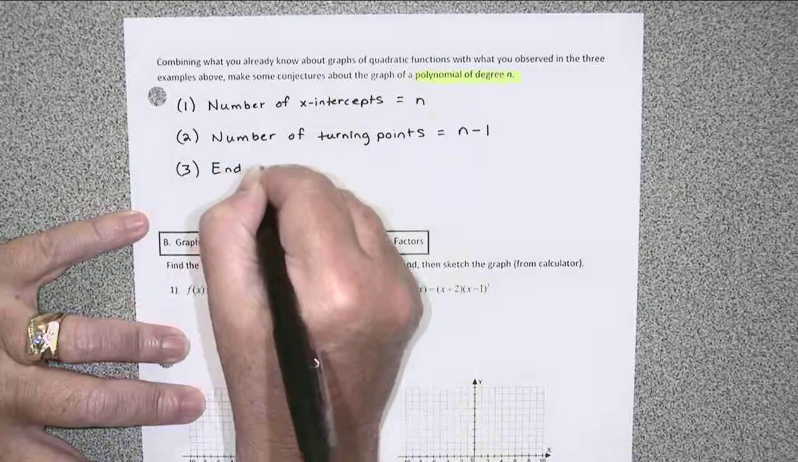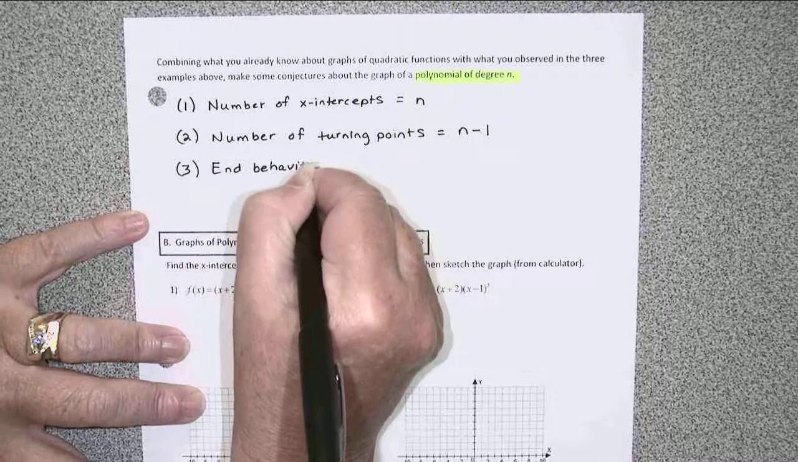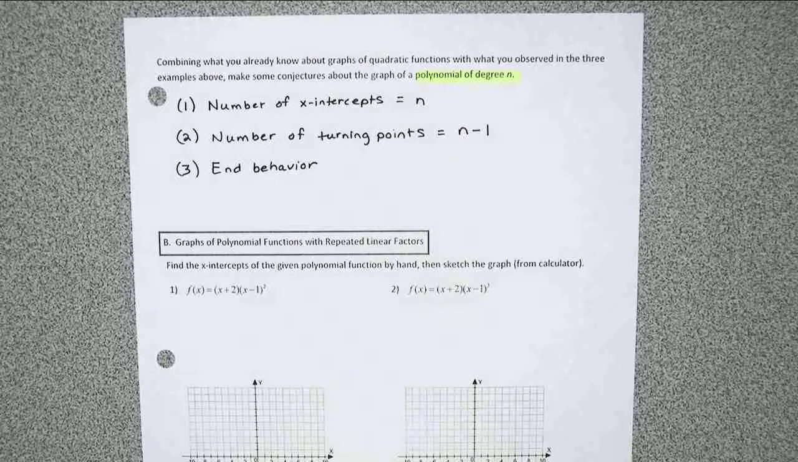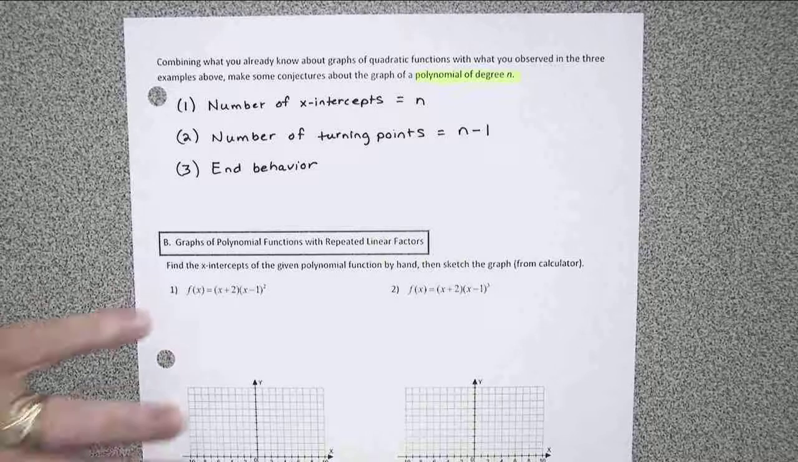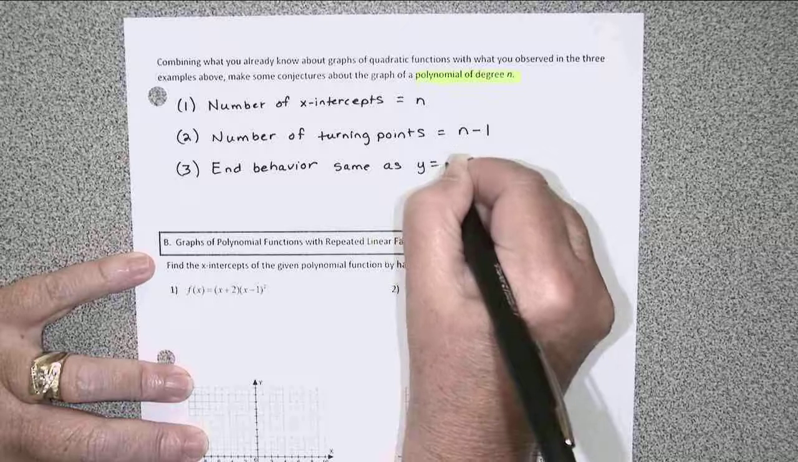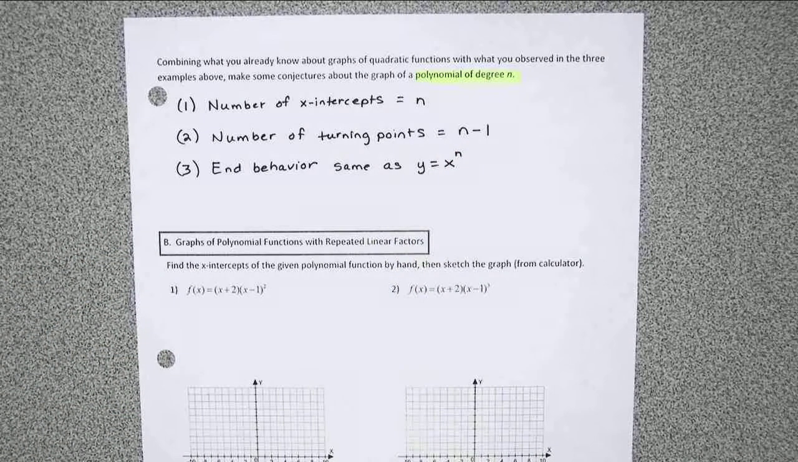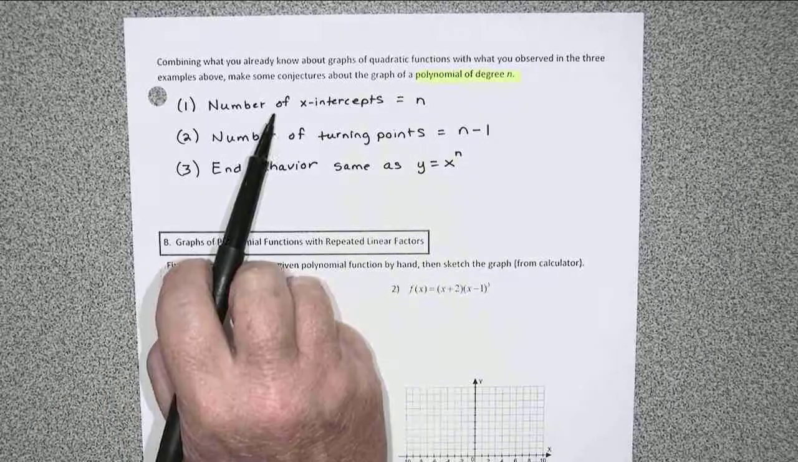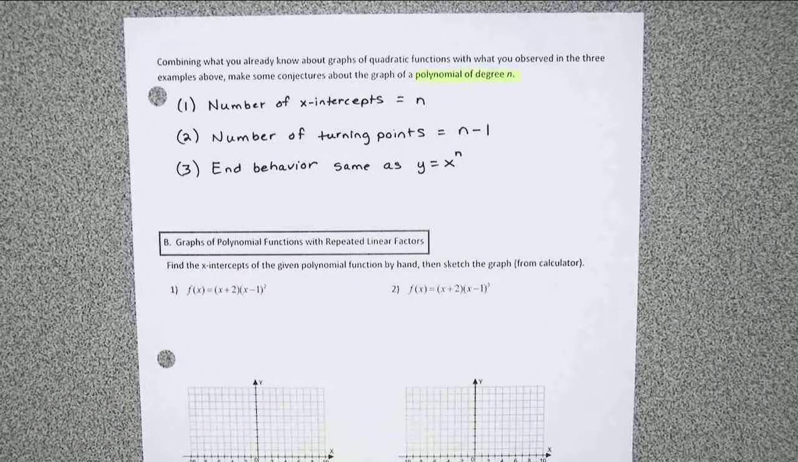And finally, the end behavior. The end behavior was the same as the end behavior of the power function, y equals x to the n. And those we saw back in 2.1 were pretty easy to predict. All the odds behaved the same way, and all the even powers behaved the same way. So as you can see here, the degree of our polynomial has a great deal to do with what happens when we graph it. It really determines x-intercepts, turning points, and end behavior.